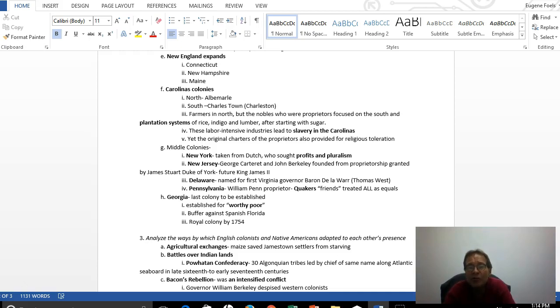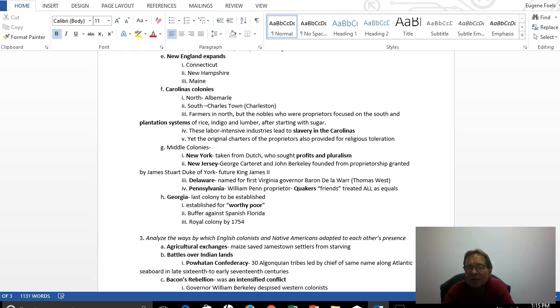The middle colonies: New York, New Jersey, Delaware, Pennsylvania. William Penn, this was a proprietorship. The Commonwealth of Pennsylvania was run by William Penn, who was a Quaker. The Friends, who treat everyone as equals. This is another anomaly in the original 13 colonies. The Friends will have no difficulty in getting along with Native American groups because they honored their treaties, because they believe in this egalitarian idea of human beings.